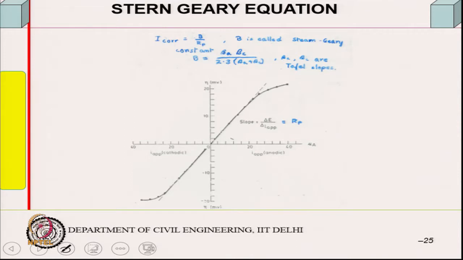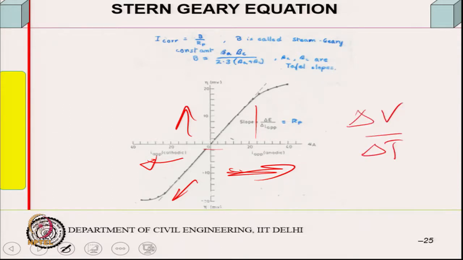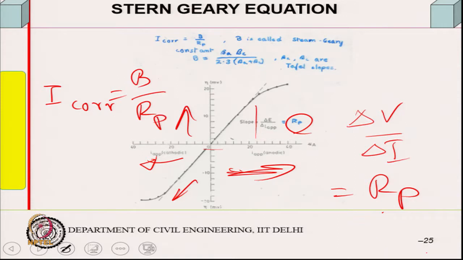Let me write out what Stern-Geary's equation is. If this is the applied potential against current, the change from the reference potential, you can change the direction of the current, and it will look like that. The slope here, delta V over delta I, is called the polarization resistance, Rp. This Rp is related to corrosion current density as B divided by Rp, provided you take a given area, and so on.